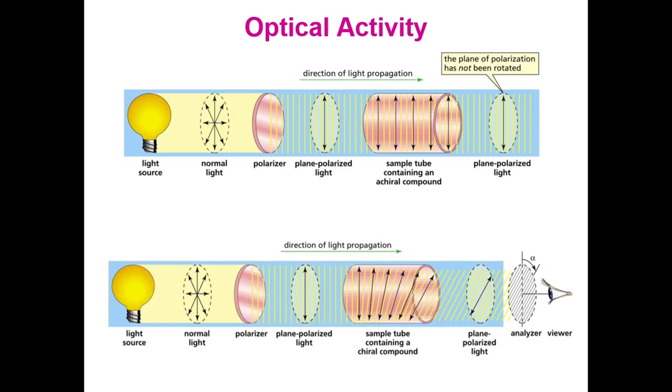So let's look at a case where we have a chiral compound in our sample tube. Again, we have our light source, our normal light passing through the polarizer, producing plane polarized light. Then that plane polarized light passes through our sample tube containing the chiral compound. Because the compound is chiral, it rotates the plane polarized light, and we can measure this angle of rotation. We call this the optical rotation alpha, and that is measured in degrees. So how many degrees the plane polarized light has been rotated.